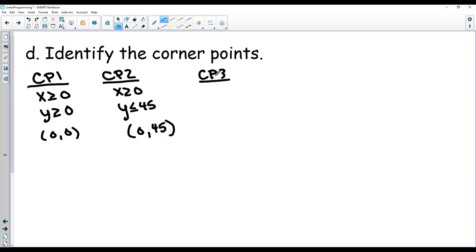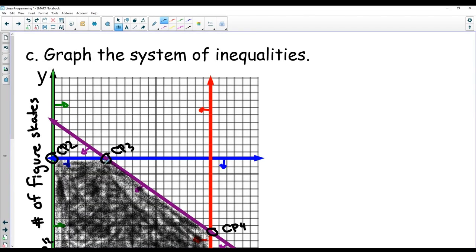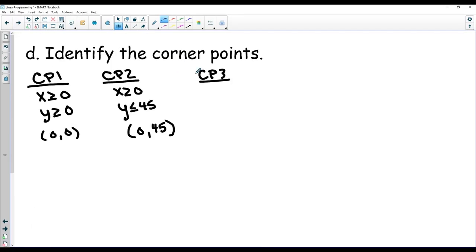Corner point 3, if we look back for a second, was the intersection between the purple and the blue. So our blue was the easy one. Our blue was y less than or equal to 45. Our purple was 3x plus 4y is less than or equal to 240. So you have to do a little bit of pencil pushing in order to figure out what the point is.